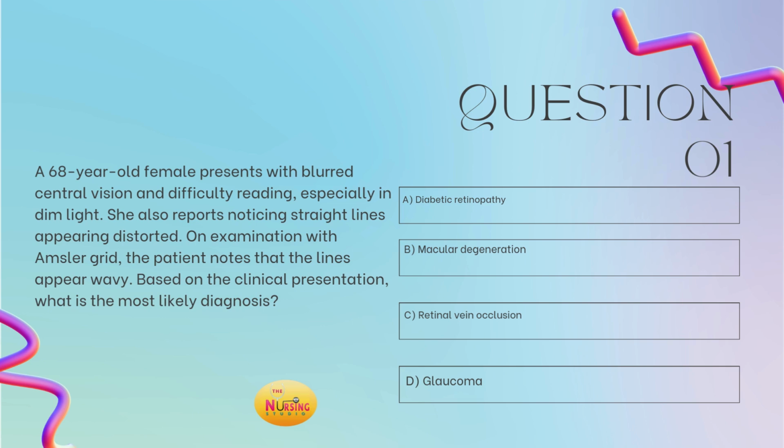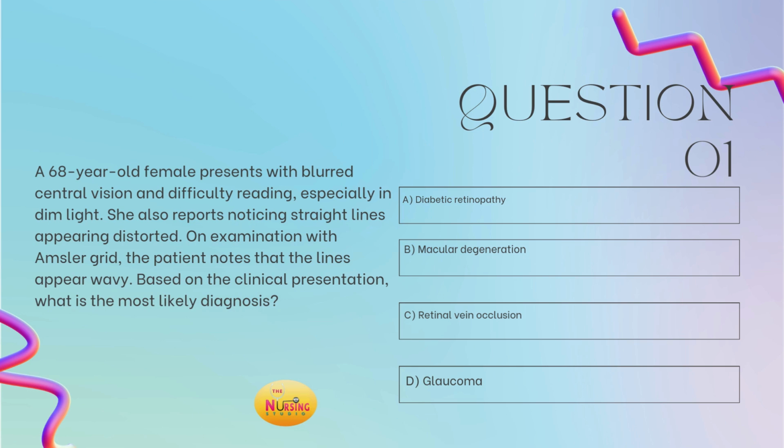So here we have a 68-year-old female. She comes in complaining of blurred central vision and difficulty reading, especially in dim light. She's also noticing that straight lines appear distorted, and on exam, she has a positive Amsler grid report because the patient notes that the lines are appearing wavy, right? Y'all, this is classic presentation of B, macular degeneration.